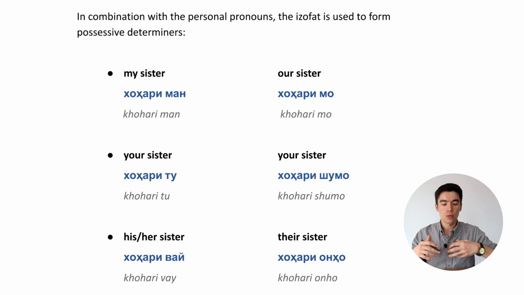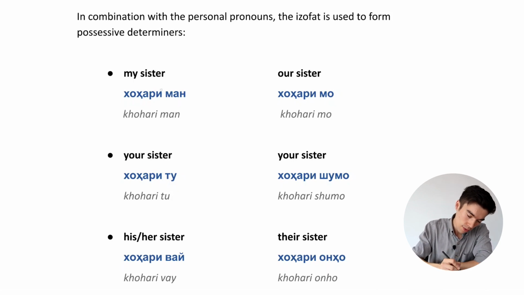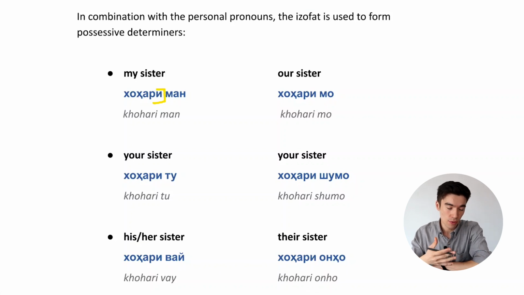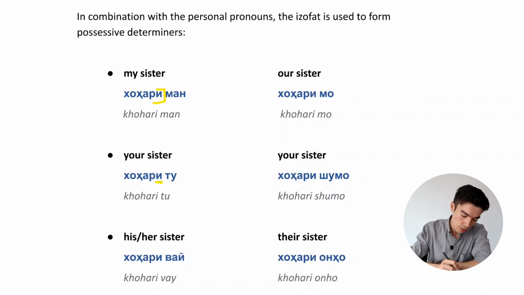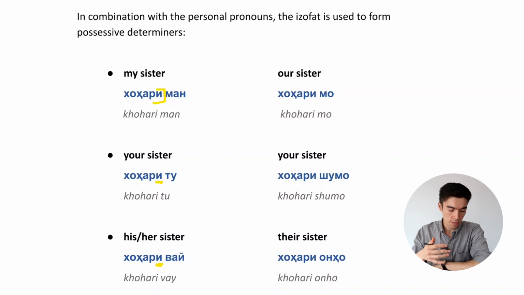So here, in combination with the personal pronouns, the Izofat is used to form possessive determiners. The first one, my sister, khohari man. Here you can see Bandaки изофӣ, Izofat. Khohari man, and your sister will be khohari tu, and then his or her sister will be khohari vai. Vai can be translated as his or her, so we have only one word for his and her, vai. Our sister will be khohari mo, and your sister, khohari shumo. And the last one, their sister is khohari onho.